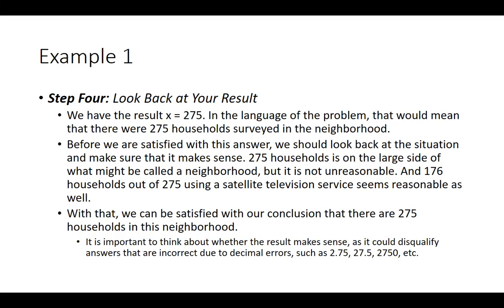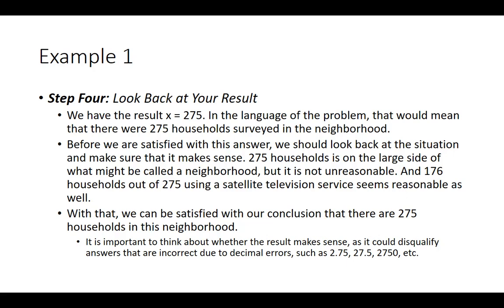Before we are satisfied with this answer, we should look back at the situation and make sure that it makes sense. 275 households is on the large size of what might be called a neighborhood, but it's not unreasonable. And 176 households out of 275 using a satellite television service seems reasonable as well. With that, we can be satisfied that our conclusion that there are 275 households in this neighborhood is accurate.